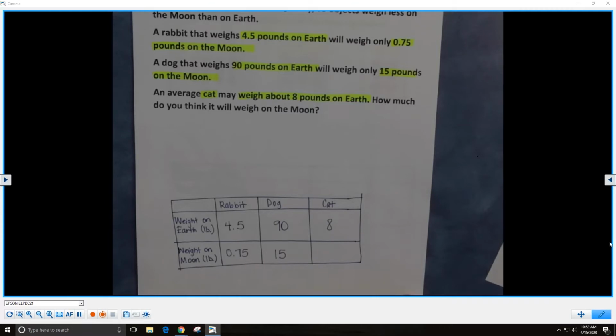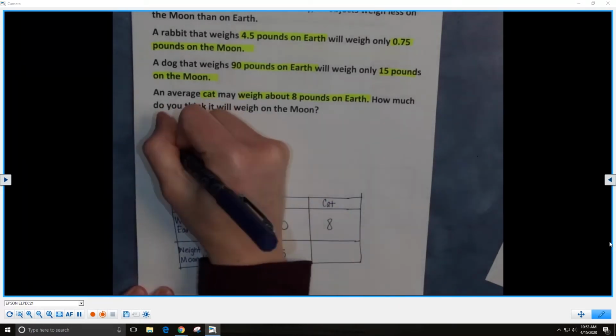You are correct. Think about any pattern that you noticed. Is there a relationship between the animal's weight on Earth and the animal's weight on the moon? Do you notice anything similar about this relationship with the rabbit and the dog? Well, how can we determine a relationship? If you said find a unit rate, you are correct. How do we find a unit rate?